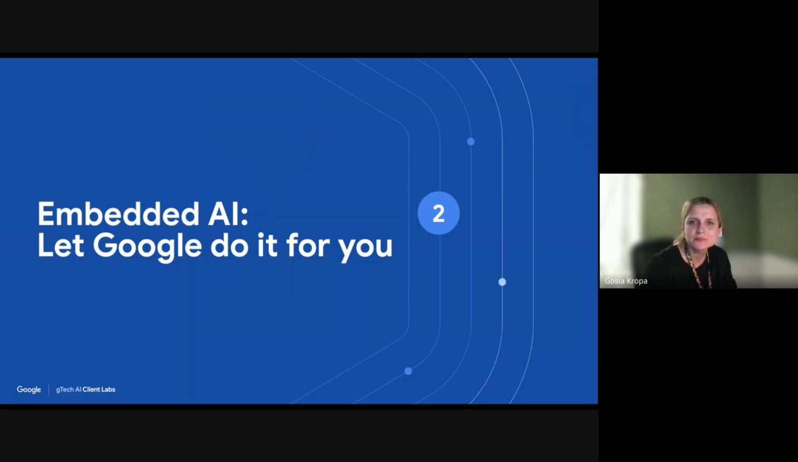Okay, so to sum up, we have the 3 stops on the AI journey: embedded, applied, and Gen AI. So let's now go back and dive deeper into some of the examples of embedded AI I gave earlier today.